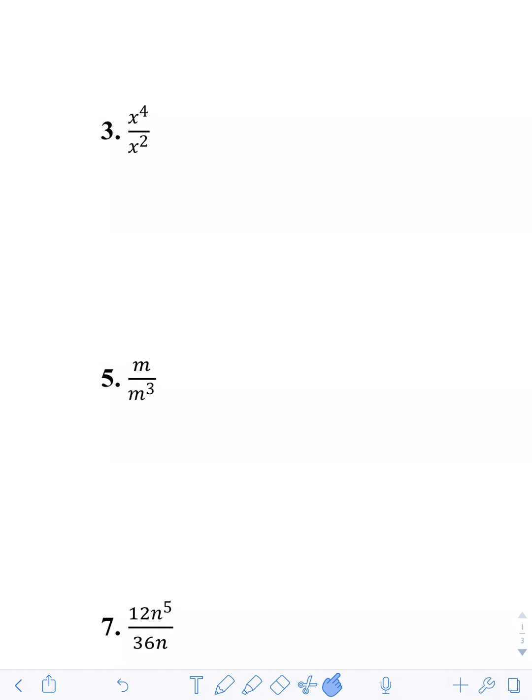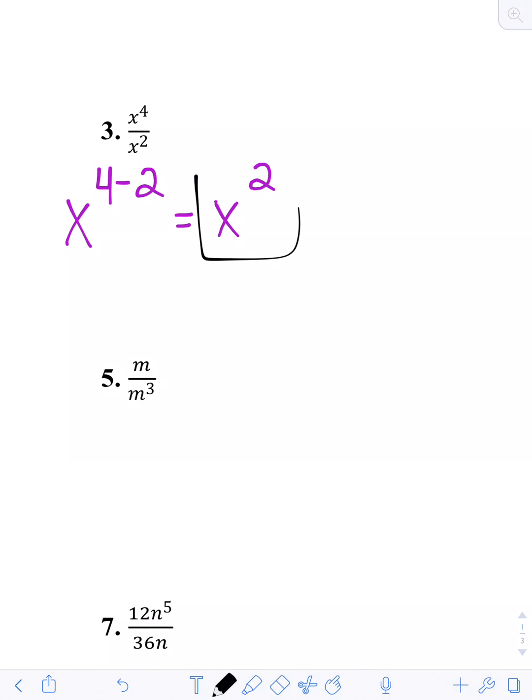Okay, number 3. So for this one, my base is x. And then we have 4 and 2 for my exponents. So since we're dividing, we subtract. 4 minus 2 is 2. So that's your final answer.